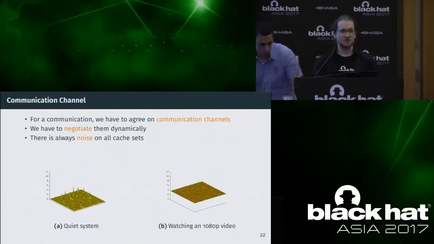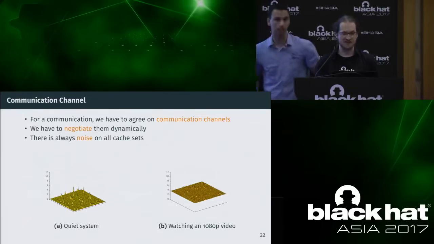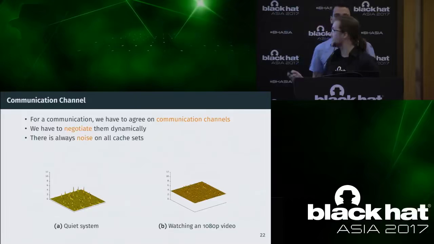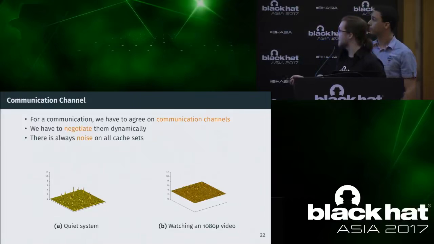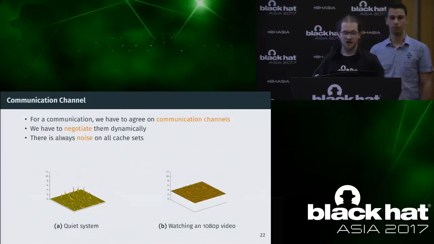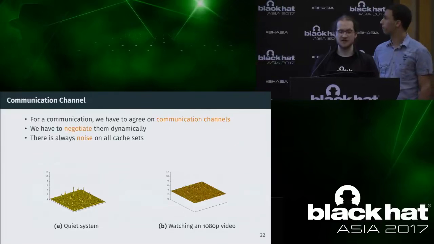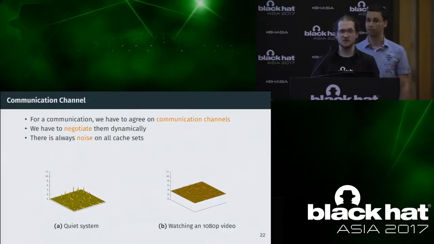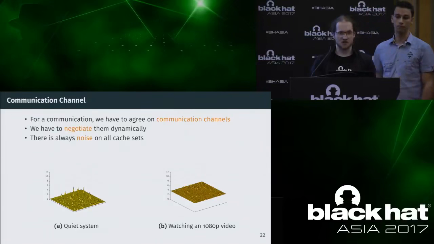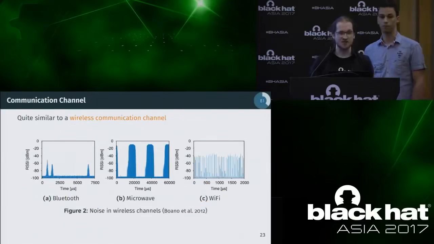Also, as we mentioned before, there will always be noise on the cache sets. So here you can see a quiet system and a not-so-quiet system. Even in a quiet system, you can see there is noise all the time. There are just small noise spikes. And if we then have some activity like watching a full HD video, we can see that we have much more noise. This is actually pretty similar to wireless communication. So wireless communication channels experience the same problems that we have now.